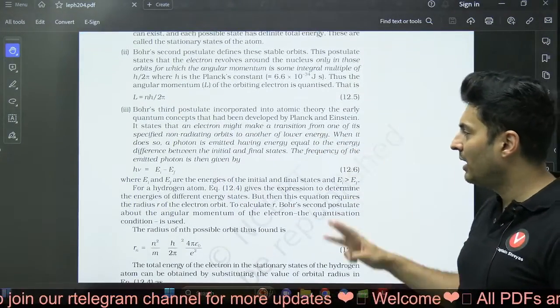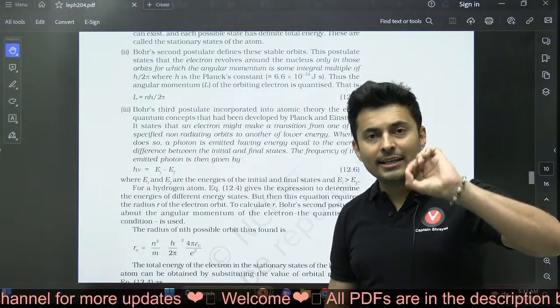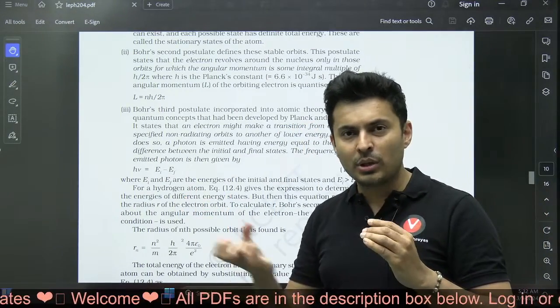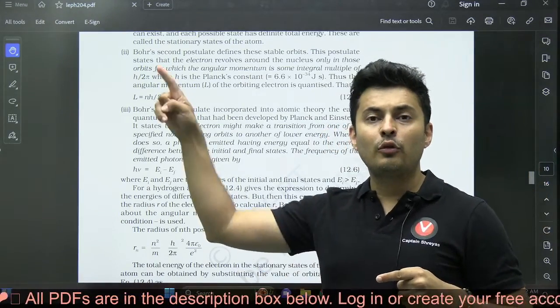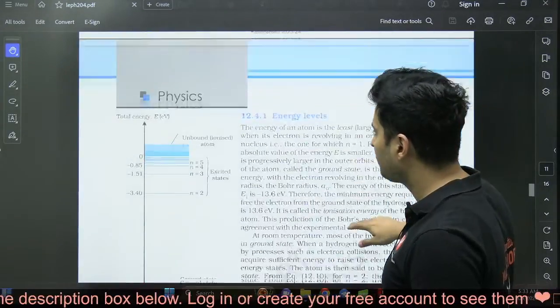And the third postulate is the energy difference between two orbits is exactly the energy of the photon which is absorbed or released. If a photon is absorbed, the electron will get excited. If an electron is de-excited, photon, light will come out of it. That is very, very crucial.